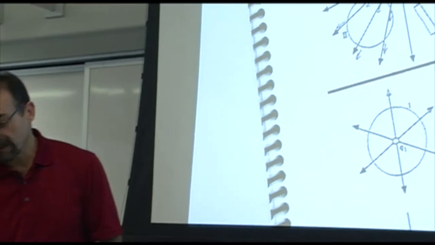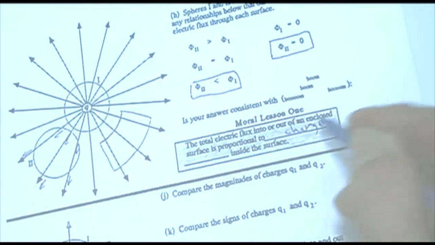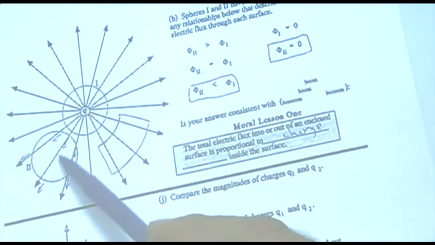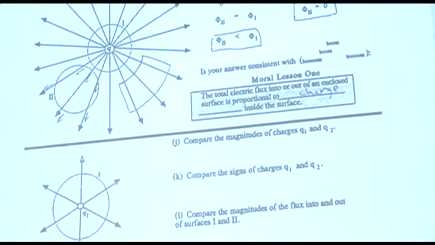So, is it consistent with lesson 1? The total electric flux into or out of an enclosed surface is proportional to the charge inside. Here we've got a positive charge, we've got positive flux. Here we've got no charge, the flux is 0. So I think we're consistent now. Okay? Next one.